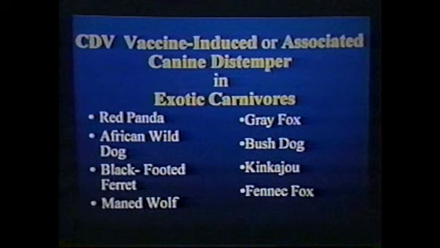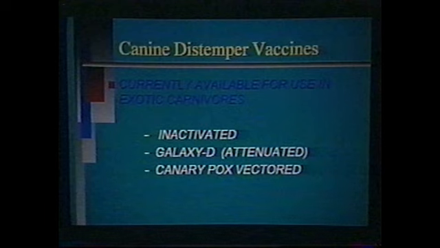These are the species in which vaccine-induced distemper has occurred. You can see the red panda, as I mentioned, is one of the most sensitive, but also African wild dogs, black-footed ferrets, Maine wolves, gray fox, the bush dog, kinkajous, and fennec fox. There have been documented cases of their contracting canine distemper from modified live vaccines, mainly of canine origin, that is, vaccines that are attenuated in canine cells.